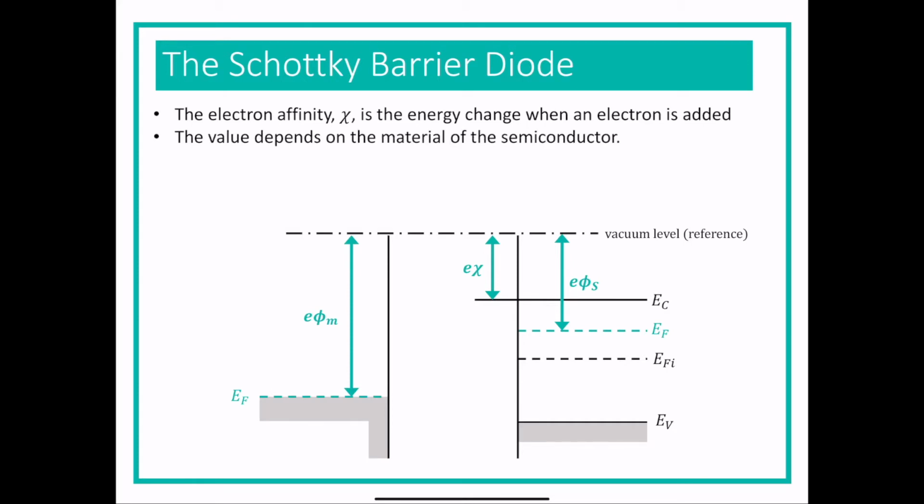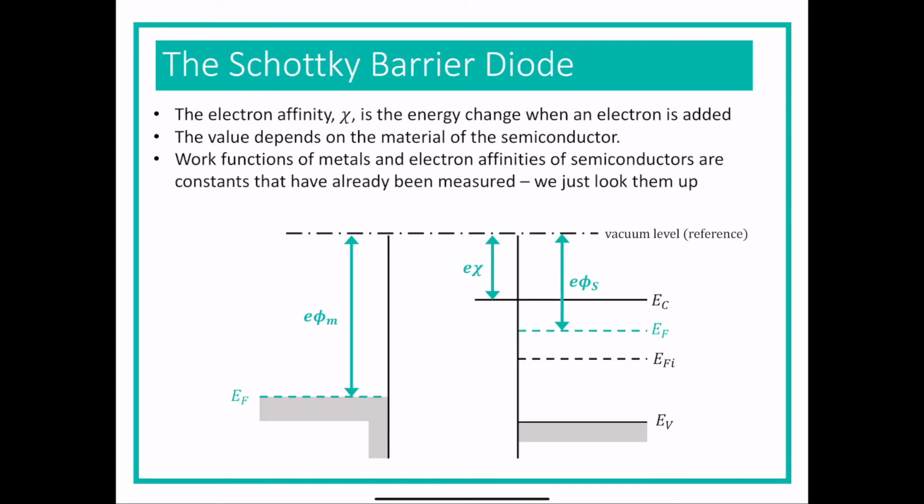Now, the interesting thing is that, for the most part, work functions of metals and electron affinities of semiconductors are constants. So we have a table for that. There's a table on D2L, along with your other test 3 materials. So there is a table where you can look up the work function of the metal and you can look up the electron affinity of the semiconductor.